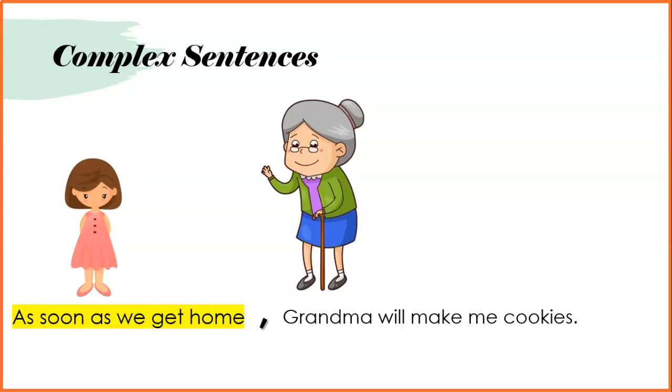As soon as we get home, Grandma will make me cookies. As soon as we get home is dependent. The little girl's in the front. Grandma will make me cookies is independent. Do you notice something in the sentence that we didn't have in the last sentence? Now that the little girl's in front, I see something different. Now we have a comma.